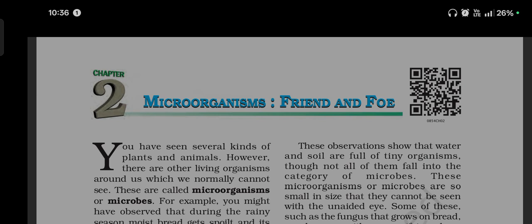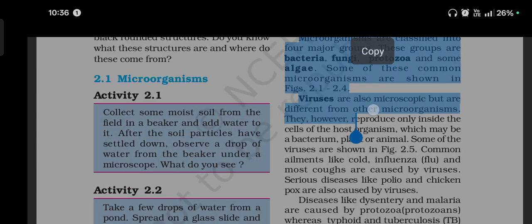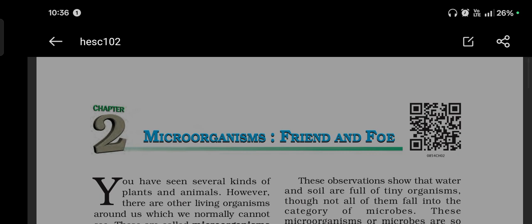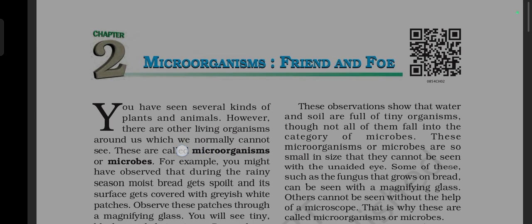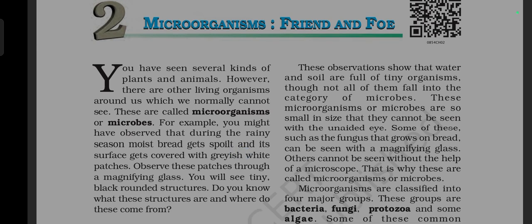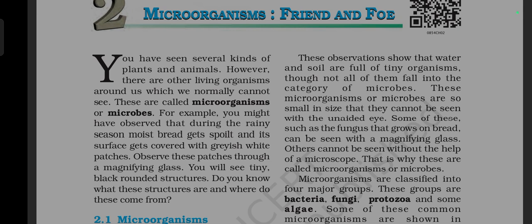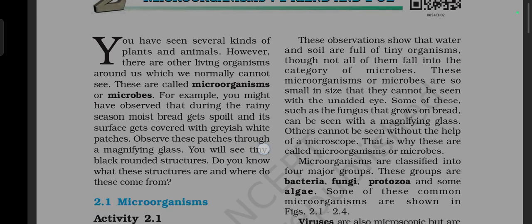So, the name of the chapter is Microorganisms, Friend and Foe. You have seen several kinds of plants and animals. However, there are other living organisms around us which we normally cannot see. These are called microorganisms or microbes.